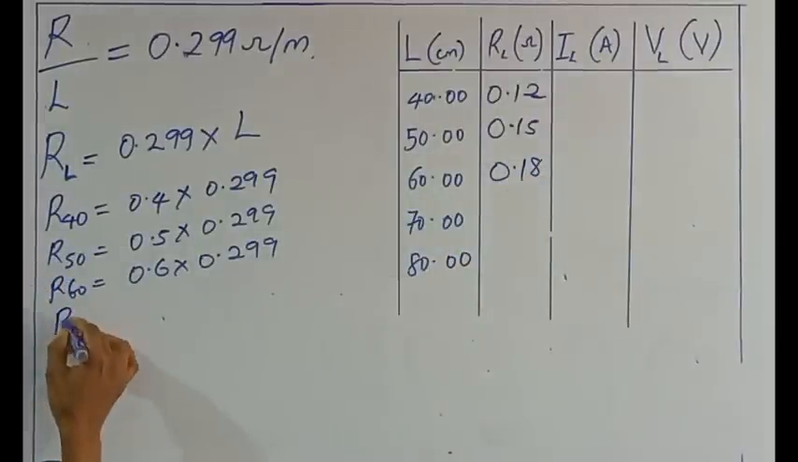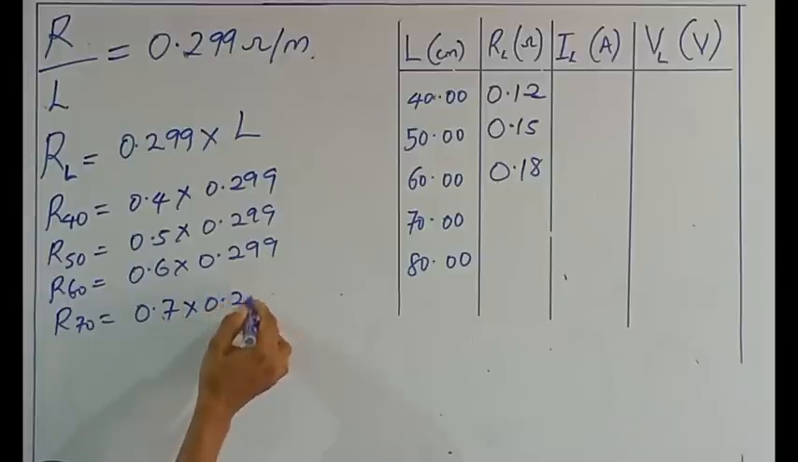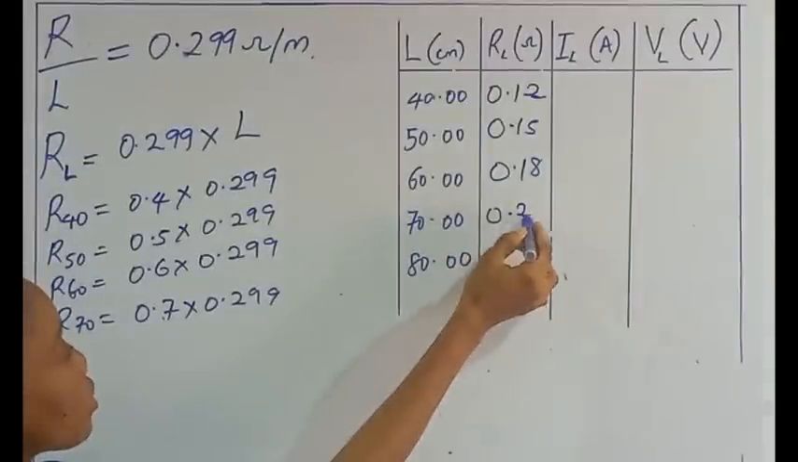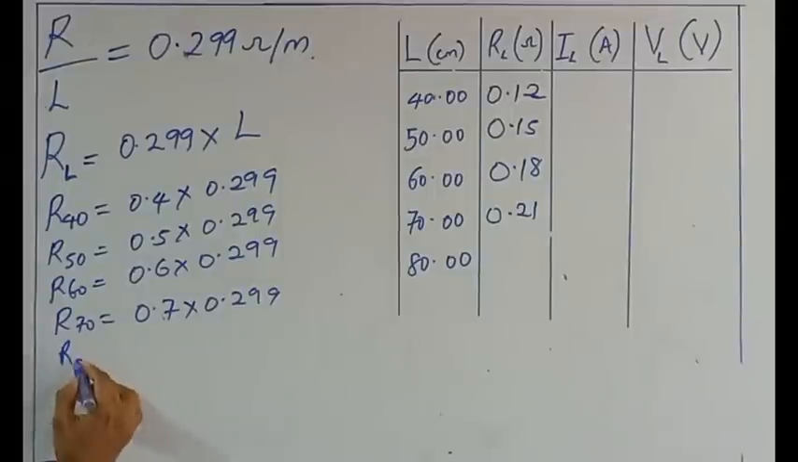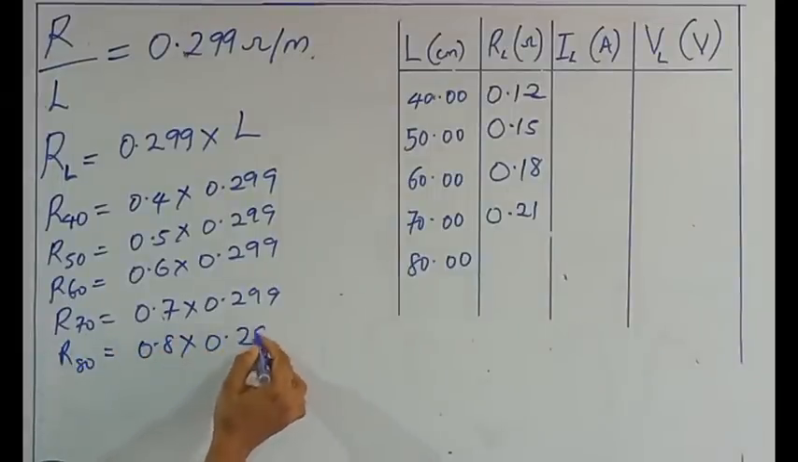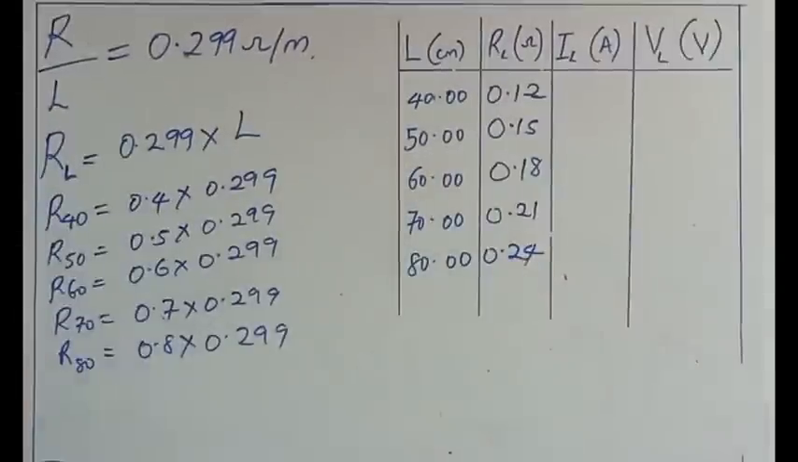For R70, we'll do 0.7 times 0.299, and we are going to have 0.21. Then for R80, we use 0.8 times 0.299. Then we are going to get 0.24. So with this, we have gotten the resistance.